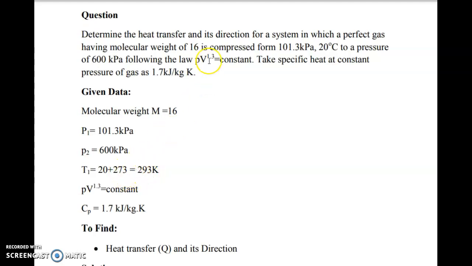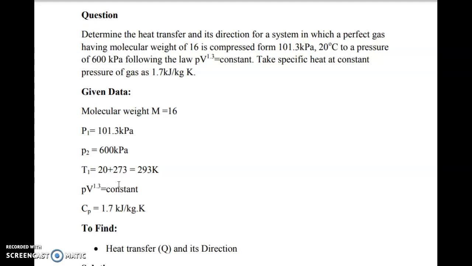Okay. The next, the process is polytropic process. That is a PV power 1.3 equal to constant, where P is the pressure, V is the volume. 1.3 means it is a polytropic index. Okay. Generally, how to find out whether it is a polytropic process or some other process? If the power value is in between 1.1 to 1.3 or below 1.4, we can say it is a polytropic process. Okay.